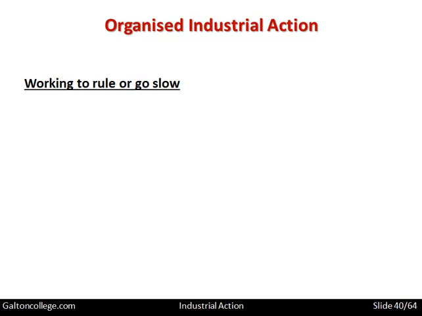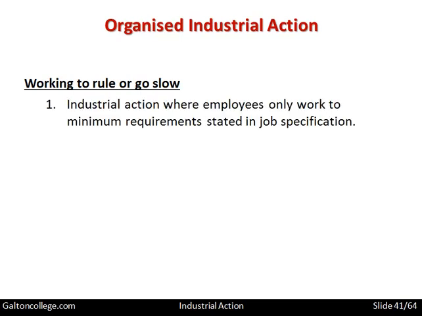Now, working to rule or go slow. Well, industrial action where employees only work to minimum requirements stated in the job specification. So they look at their contract and see what they must do, and they just do that. They don't do any more. They don't show any flexibility. They don't go any extra. They just do what's required, no more.